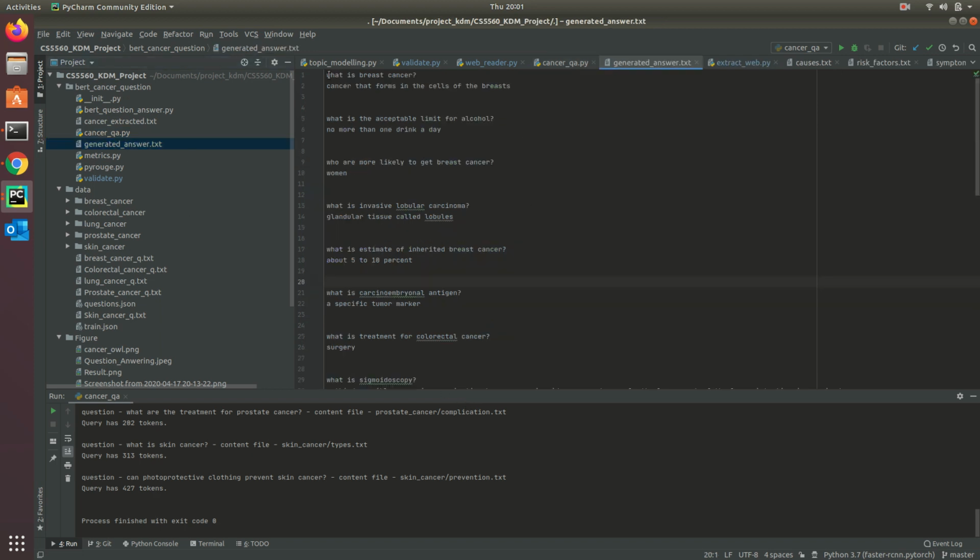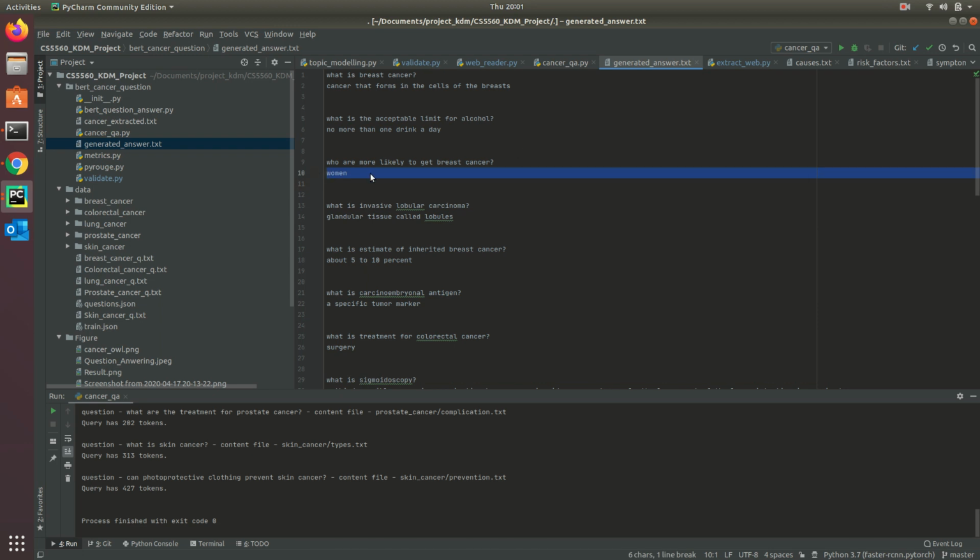This is the file. So basically we asked the question, what is breast cancer, and it talks about cancer that forms in the cells of the breast. And what is the acceptable limit for alcohol? No more than 1 drink is what the passage told. We also asked a binary, or one-word, question: who is more likely to get breast cancer, and it spoke about women.